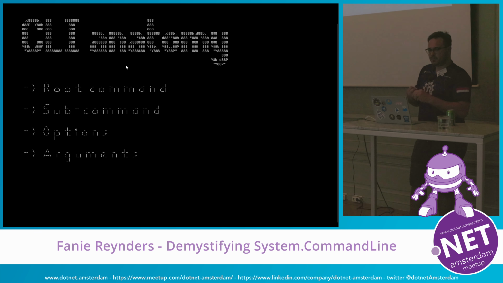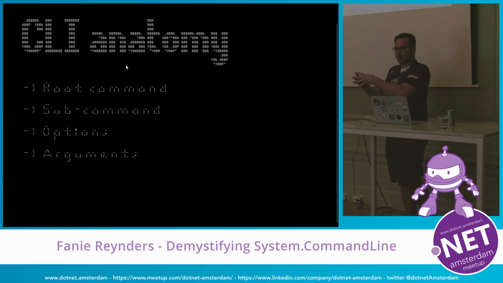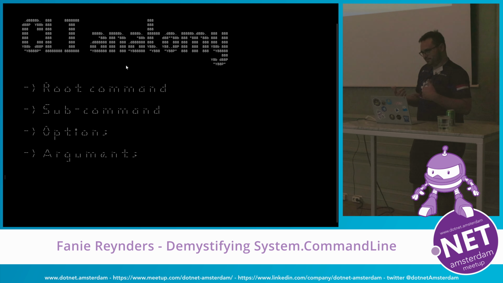But the basic anatomy of a CLI is a root command, typically the driver of a command line. Then you have a set of subcommands. Think about it again in the context of .NET: dotnet new being a subcommand. Then you have options and arguments. Options are parameterized values that you can give a CLI, and arguments are the values of the parameters, if that makes sense. So if we're going to be talking about the command line library today, keep this in mind.